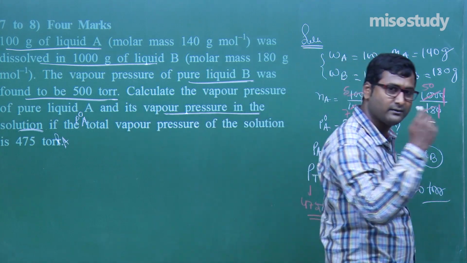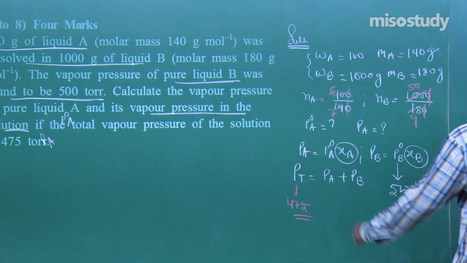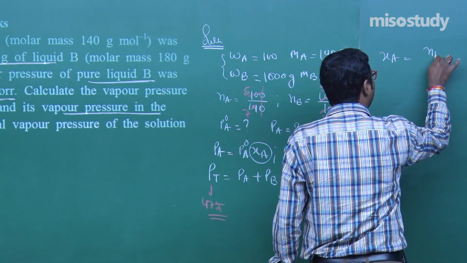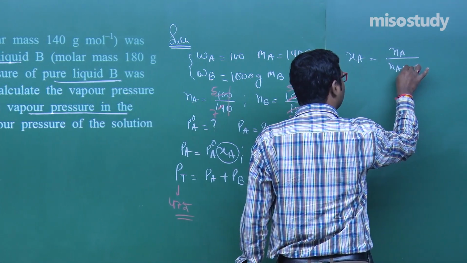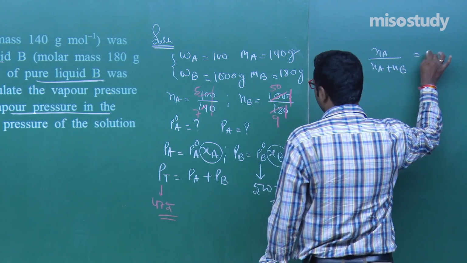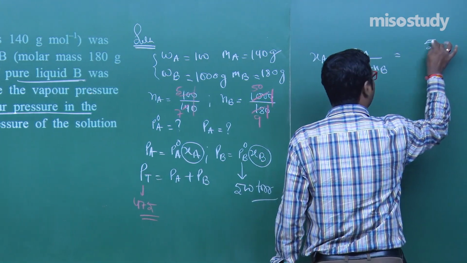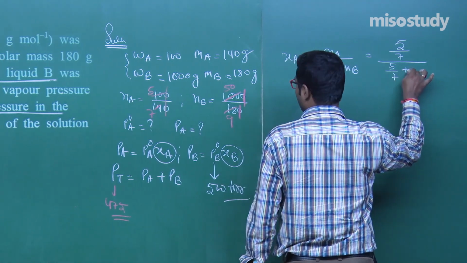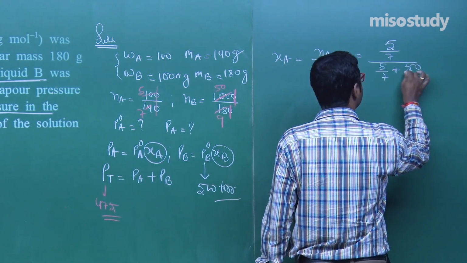Now moving here, my friend, listen carefully. The next part, as we know, number of moles is given. XA is equal to NA upon NA plus NB. What is NA, my friend? 5 upon 7 divided by 5 upon 7 plus 50 upon 9.